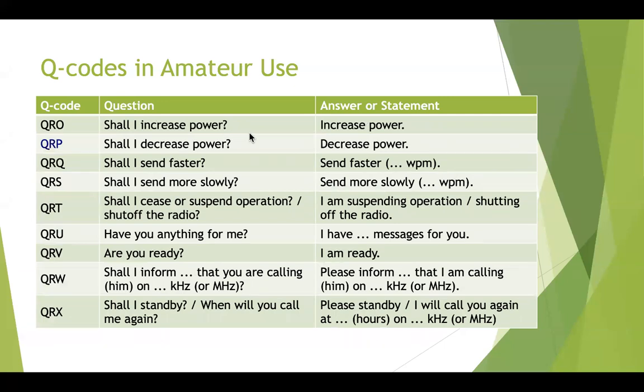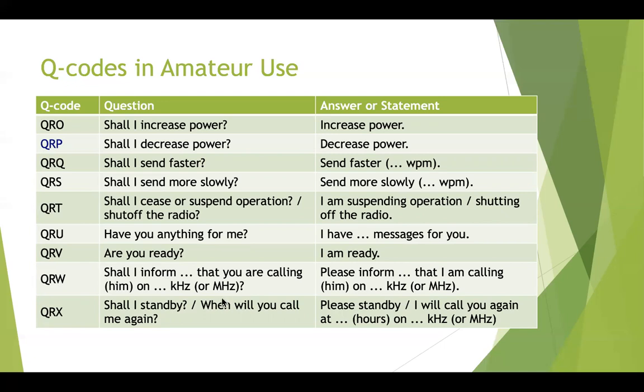QRO, should I increase power? Should I decrease power? Should I send faster? Should I send more slowly? Should I stop sending, or I am going to stop sending? I'm going to shut off my radio. I'm going QRT. I'm leaving operation, or for whatever reason. QRU, do you have anything for me, or I have some messages for you? Are you ready? I'm ready. All basically straightforward messages that are simplified by using these Q codes.